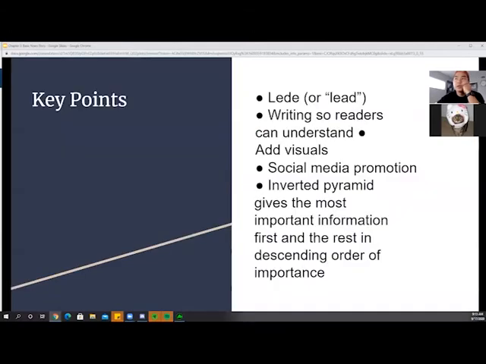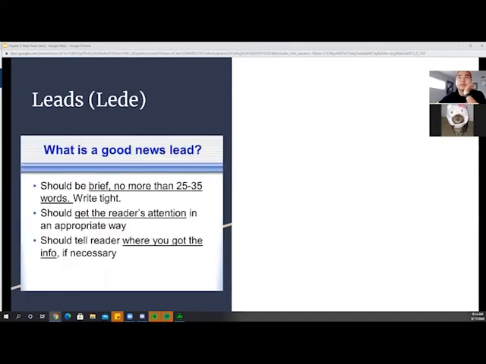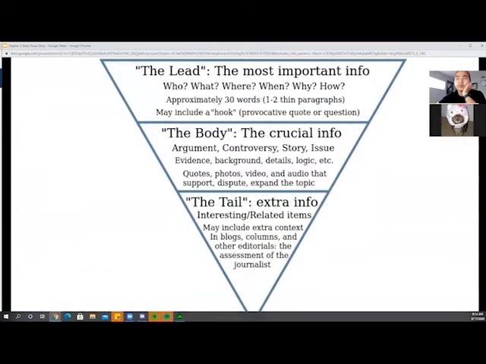All right, so the key points for the chapter. We're looking at what leads are, writing so readers can understand, writing visuals, social media promotion, and something called the inverted pyramid. So the key thing, we'll go here.